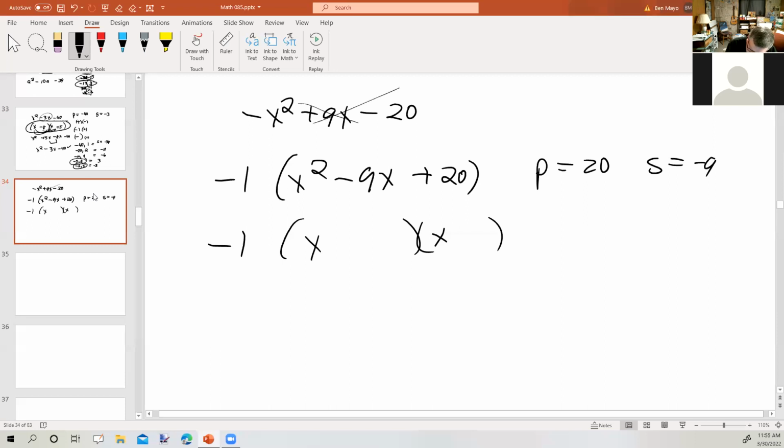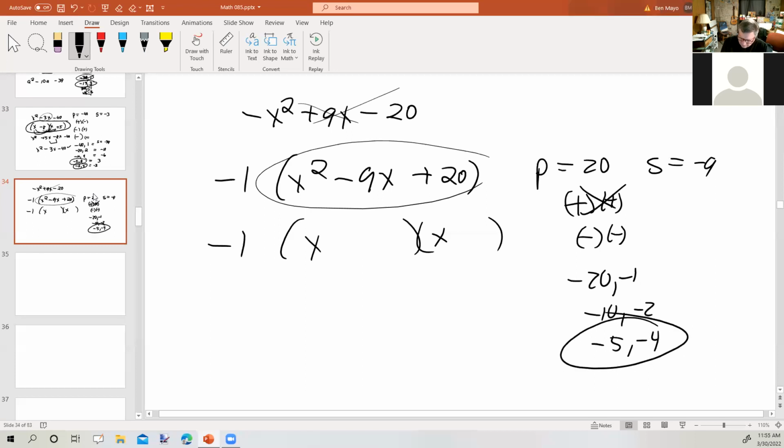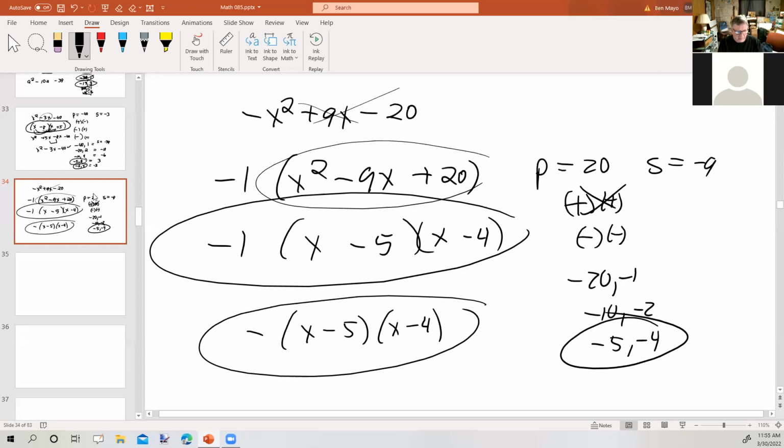So I'm no longer looking up here. I'm looking at this. Product is 20. Sum is negative 9. Well, it's either got to be a positive times a positive or a negative times a negative to get a positive product, but I can't add two positives to get a negative. So they've got to both be negative. So negative 20 and negative 1, negative 10 and negative 2, negative 5 and negative 4. Okay, so you could write your answer that way, or you could just write it like that, with that negative sign out in front there. Any questions about that?